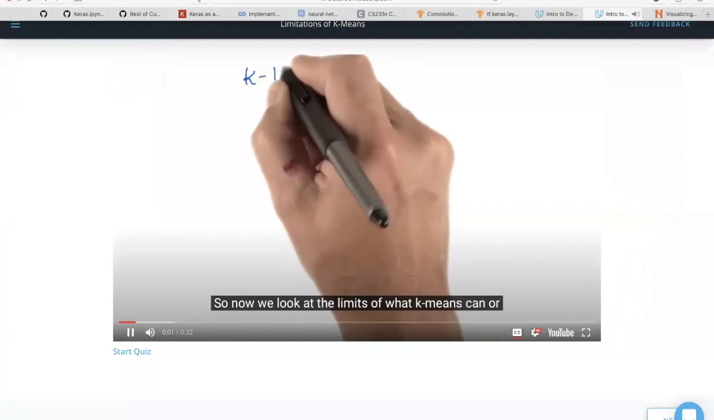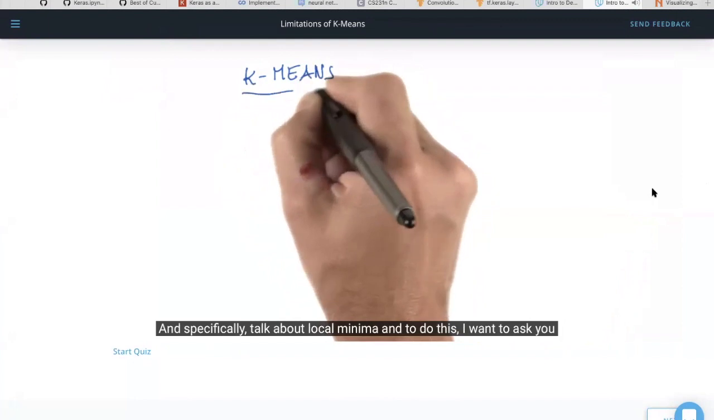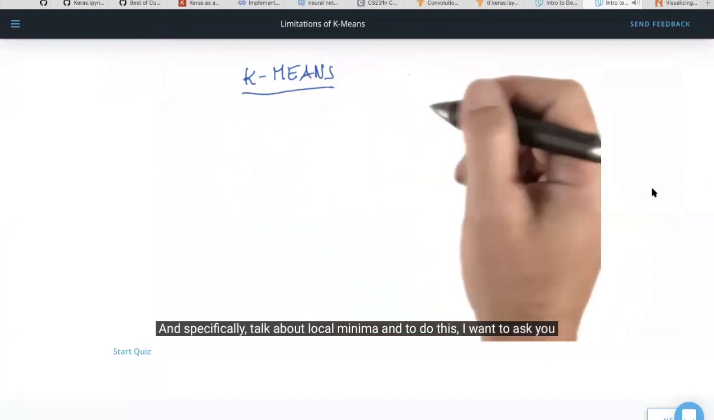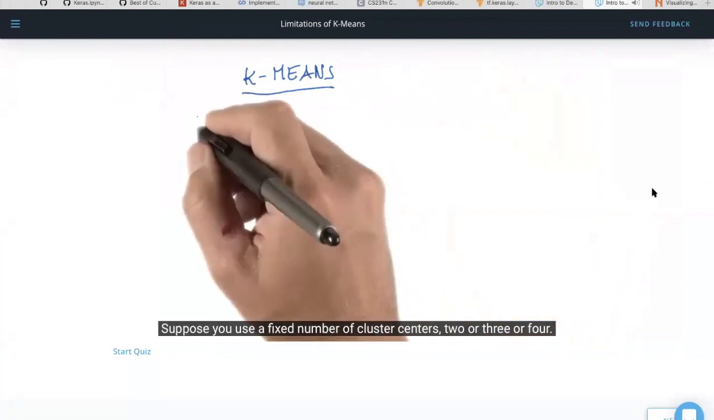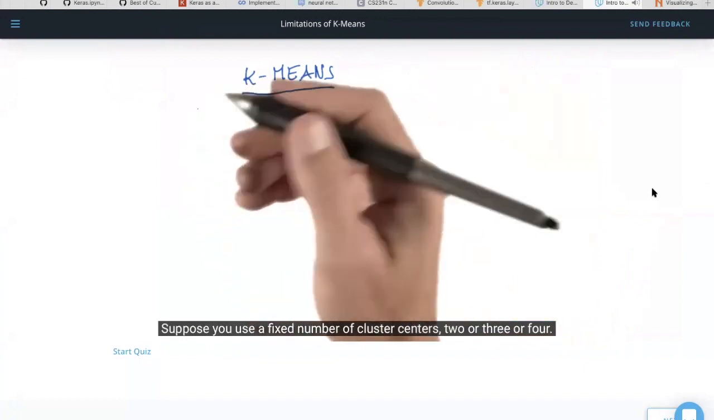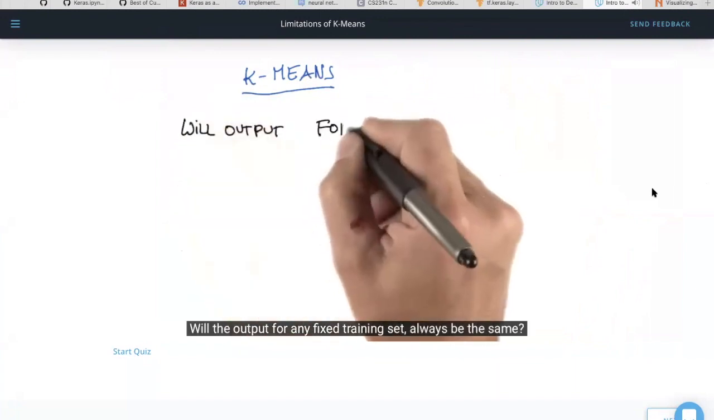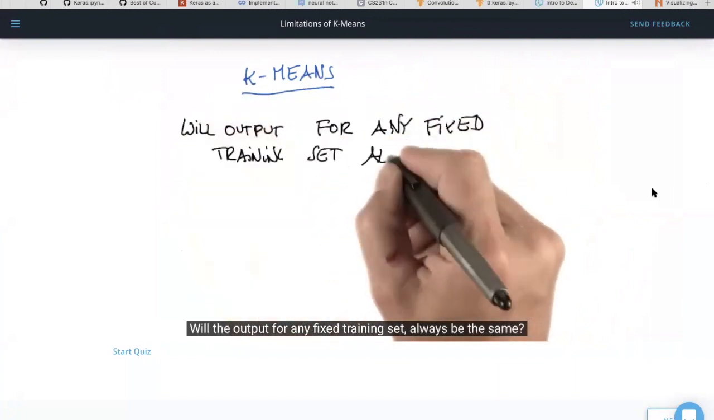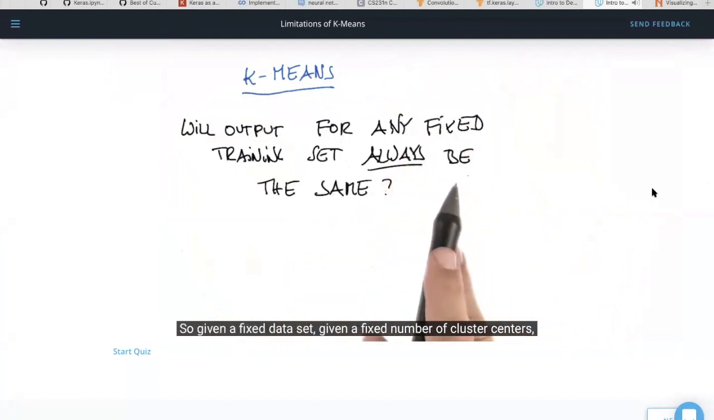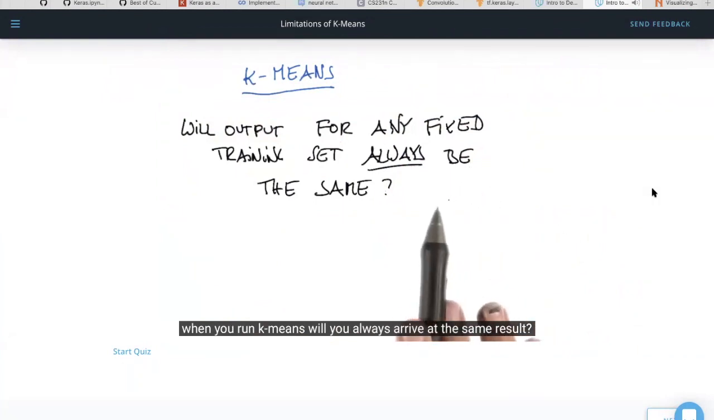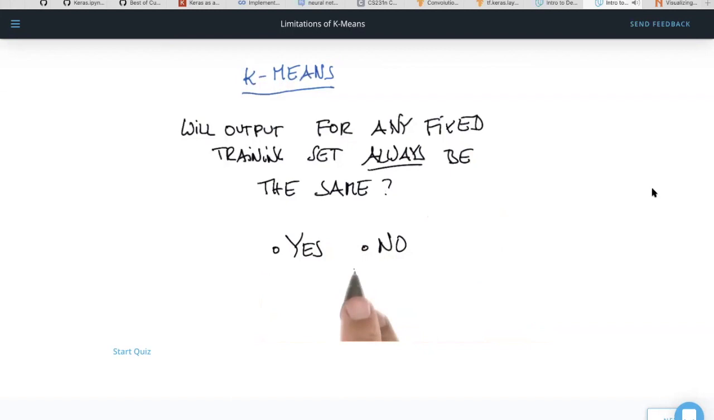So now we're going to look at the limits of what k-means can or cannot do. And you're going to try to break it and specifically talk about local minima. And to do this, I'm going to ask you a question that you can think about and see if you get the answer right. Suppose you use a fixed number of cluster centers, 2 or 3 or 4. Will the output for any fixed training set always be the same? So given a fixed data set, given a fixed number of cluster centers, when you run k-means, will you always arrive at the same result? Take your best guess.